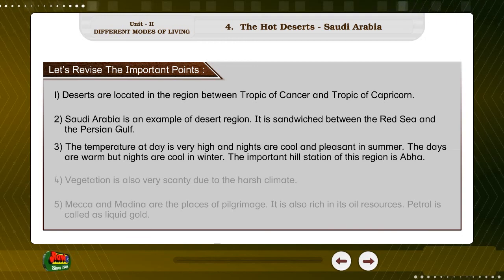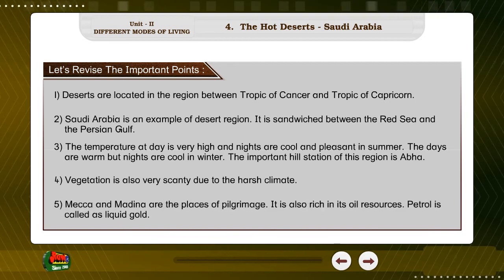The important hill station of this region is Abha. 4. Vegetation is also very scanty due to the harsh climate. 5. Makkah and Medina are the places of pilgrimage. It is also rich in its oil resources. Petrol is called liquid gold.